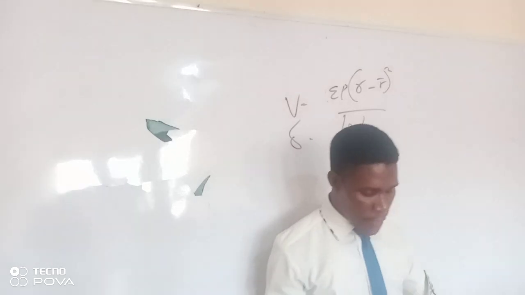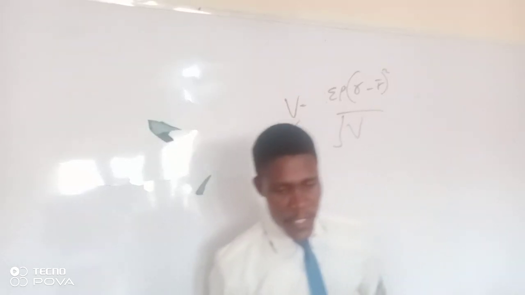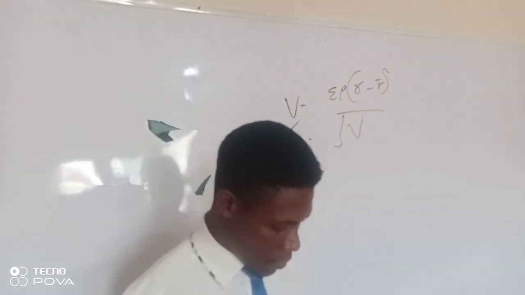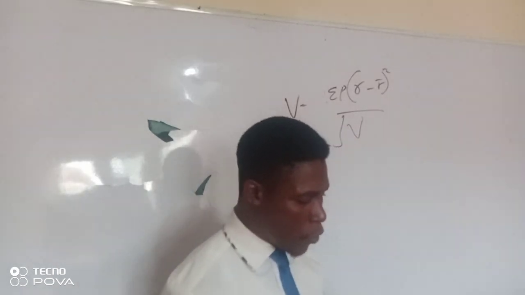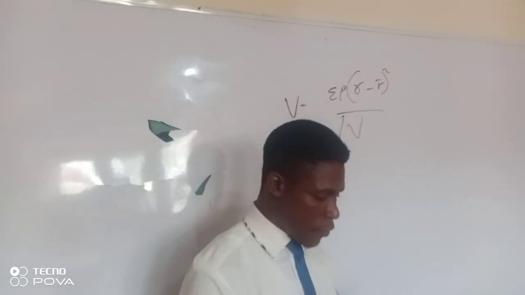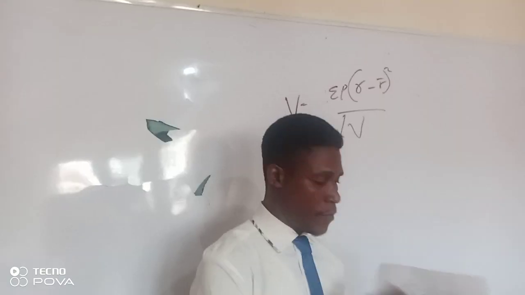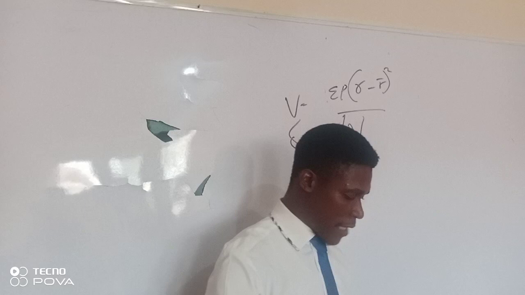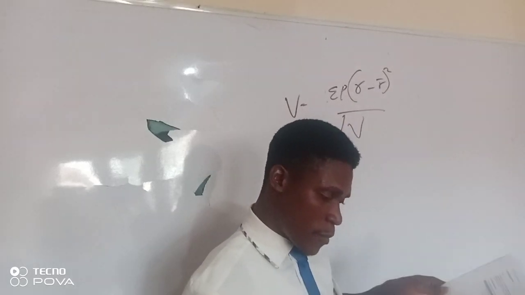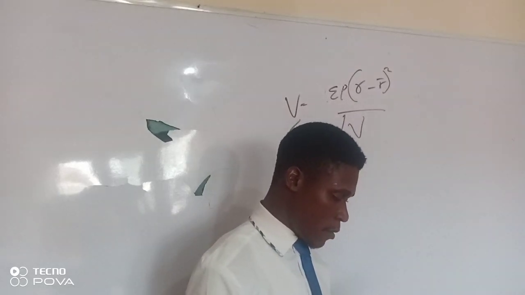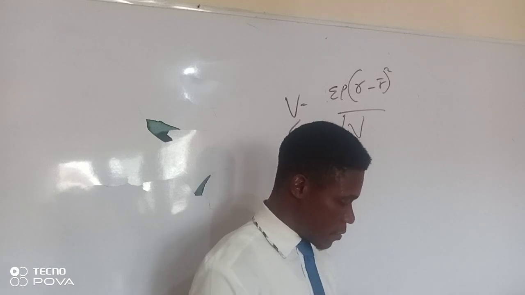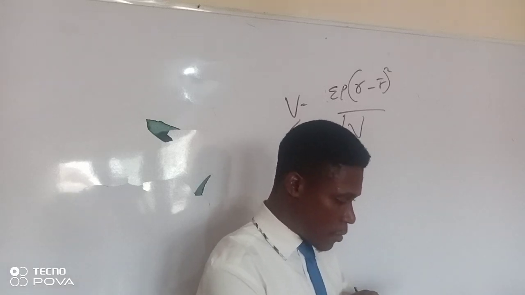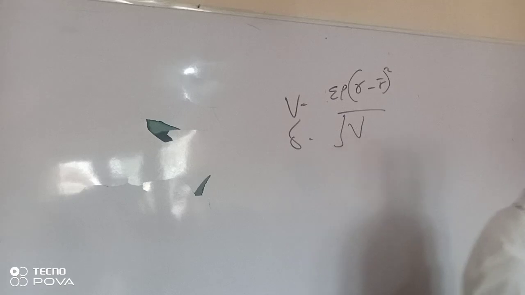Example, page 260. Your own, abi? 259, abi? 259.